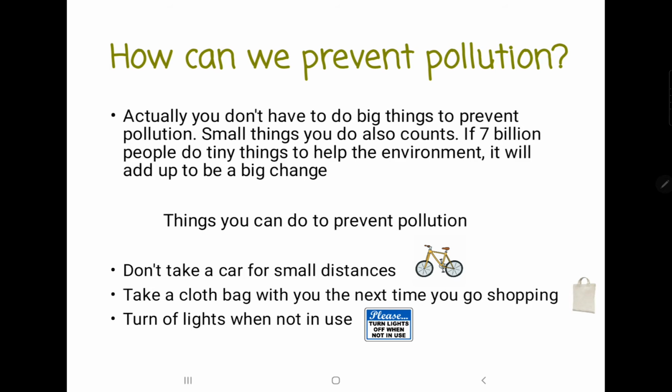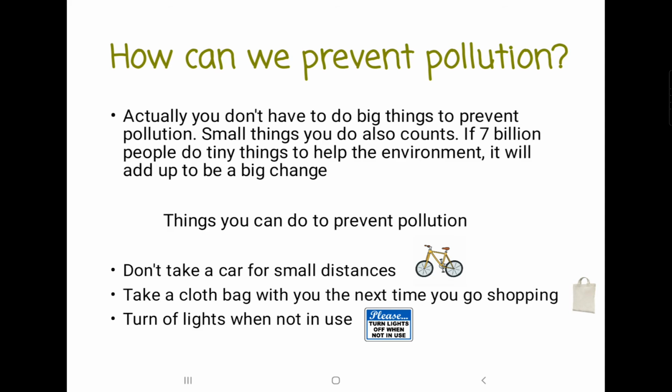So how can we prevent all this pollution? You actually don't have to do very big things to prevent pollution. Tiny things you do also count. If the whole world, 7 billion people, do small things just to prevent pollution, it's a big change.